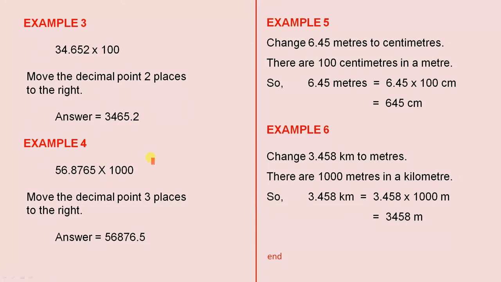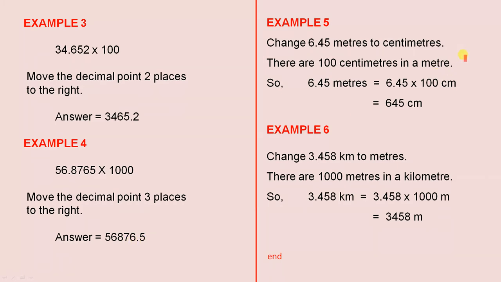Example 4, 56.8765 by 1,000. Since we're multiplying by 1,000, we move the decimal point three places to the right. So the decimal point is here, so we move it 1, 2, 3, and it ends up between the 6 and the 5. So the answer is 56,876.5.